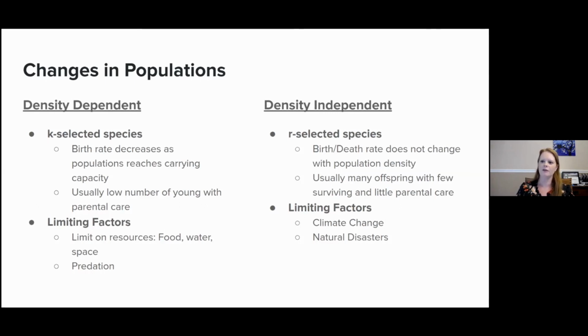And so using zombies is a fun way to kind of relate to some of these concepts and give students an energetic way of learning about population dynamics.